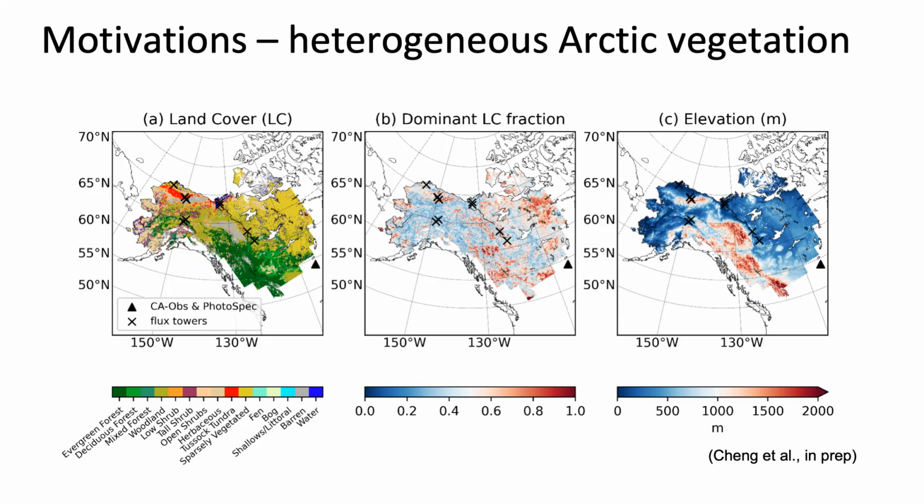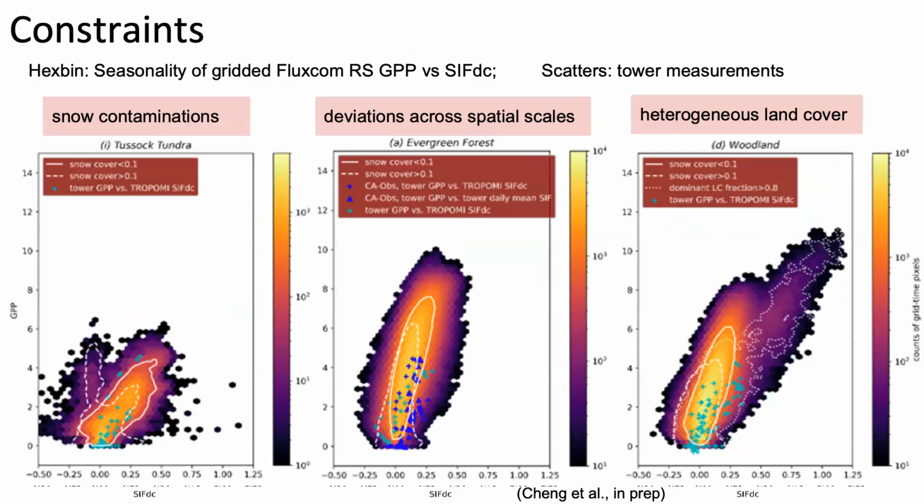And another uncertainty is that when we compare across scales, the definitions for land covers are different. Like for flux towers, the PIs call them based on the IGBP classification.